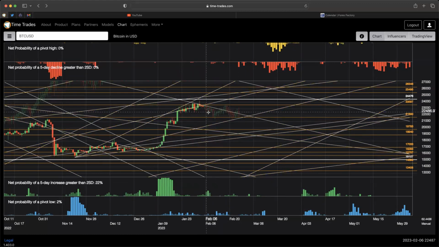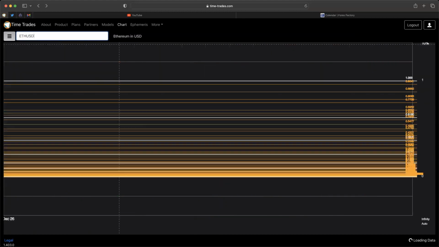And we can see that is also reflected in the mass pressure index, as we see it chopping downward slightly and really kind of range bound for the next few weeks. Although we do see this big probability of a pivot high over here in mid-March, that may act as a magnet as we get closer to that. Let's take a look at Ethereum.